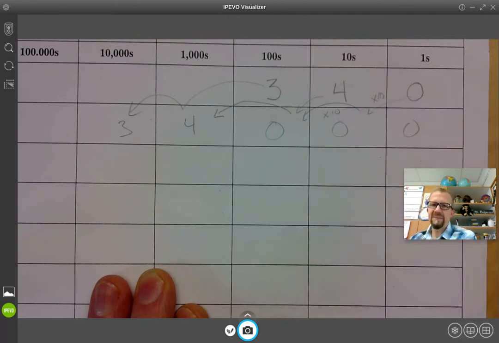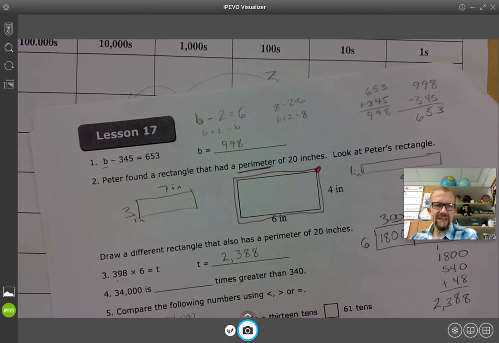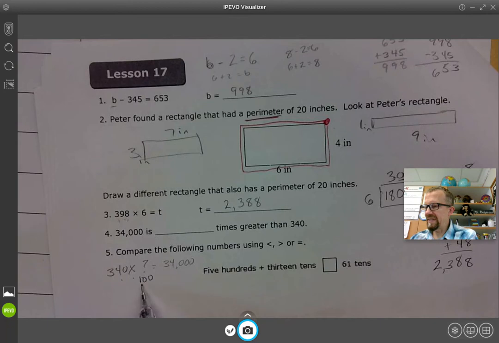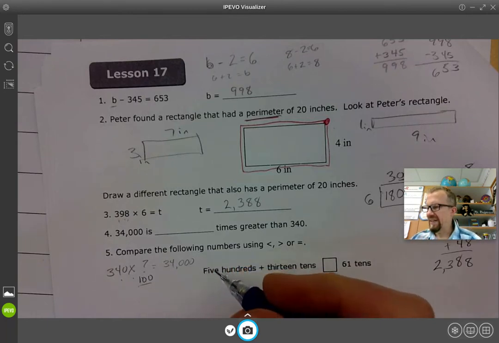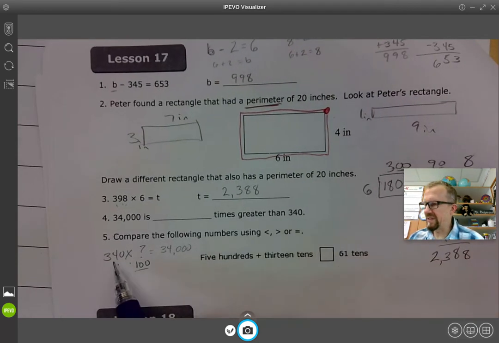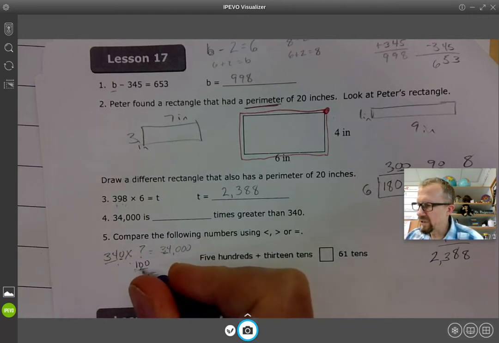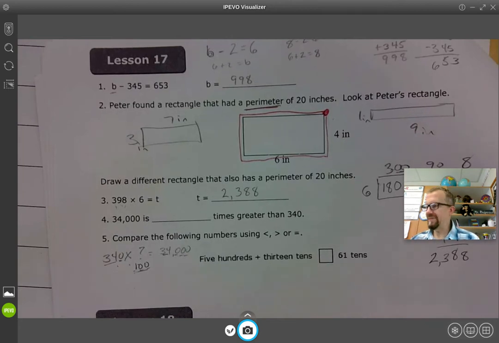And what is 10 times 10? So 10 times 10 is 100. Let me write this here. So that means 340 times 100 is going to be 34,000. And one of the tips and tricks we showed you was that 34 times 1 is 34. And then I've got 1, 2, 3 zeros to make 34,000.